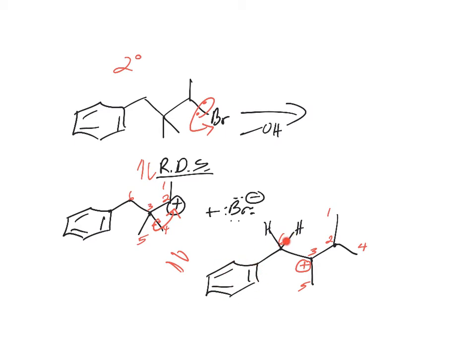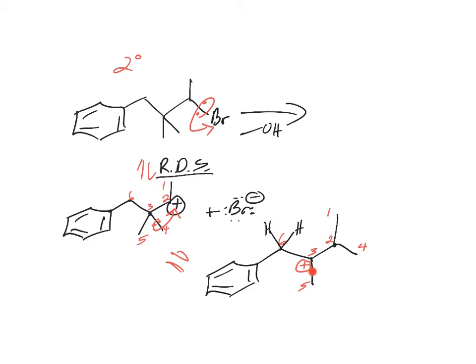Carbon 6 is next to the benzene ring. We'd call this the benzylic carbon. If we could have a carbocation in the benzylic position, is that good or bad? That's good. Why? Because then it could do resonance with the ring.